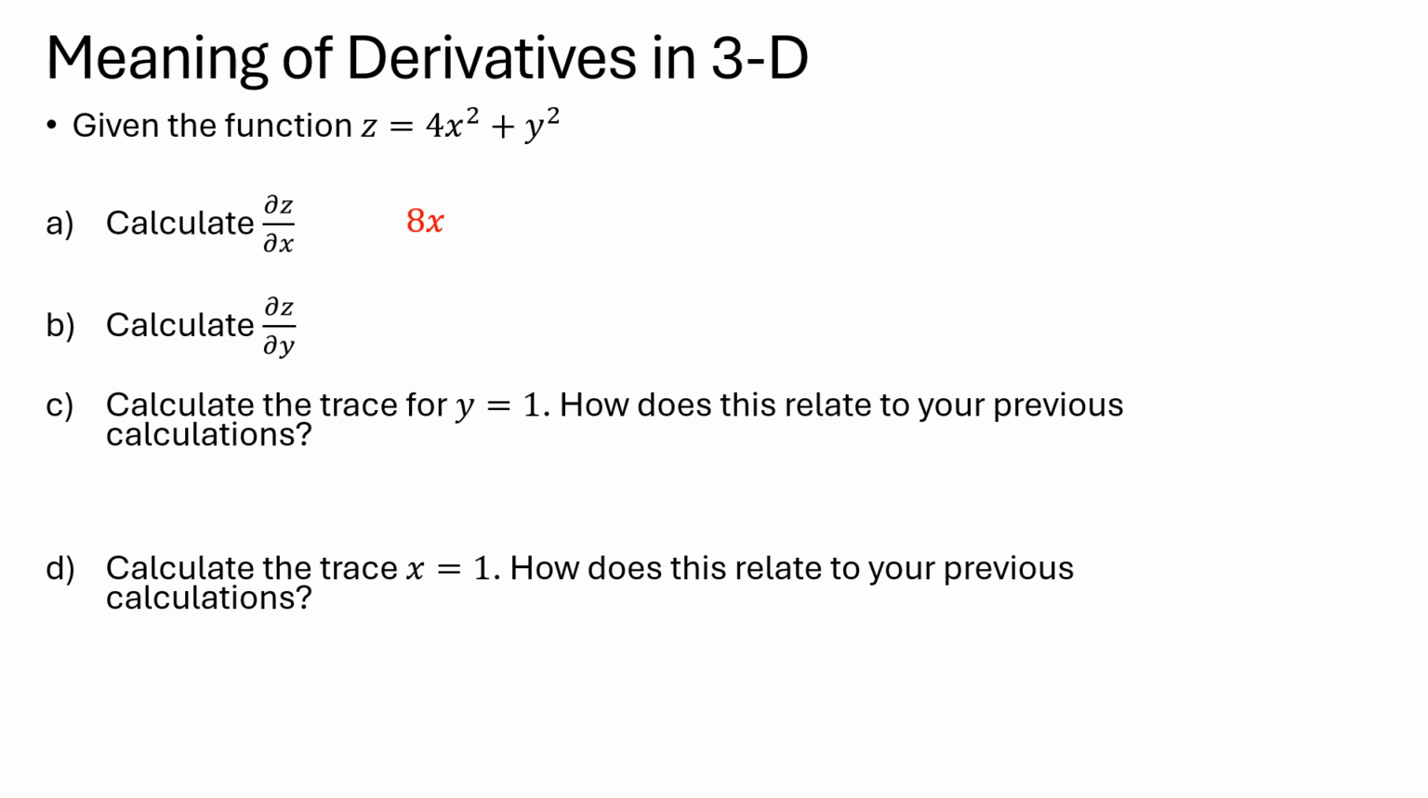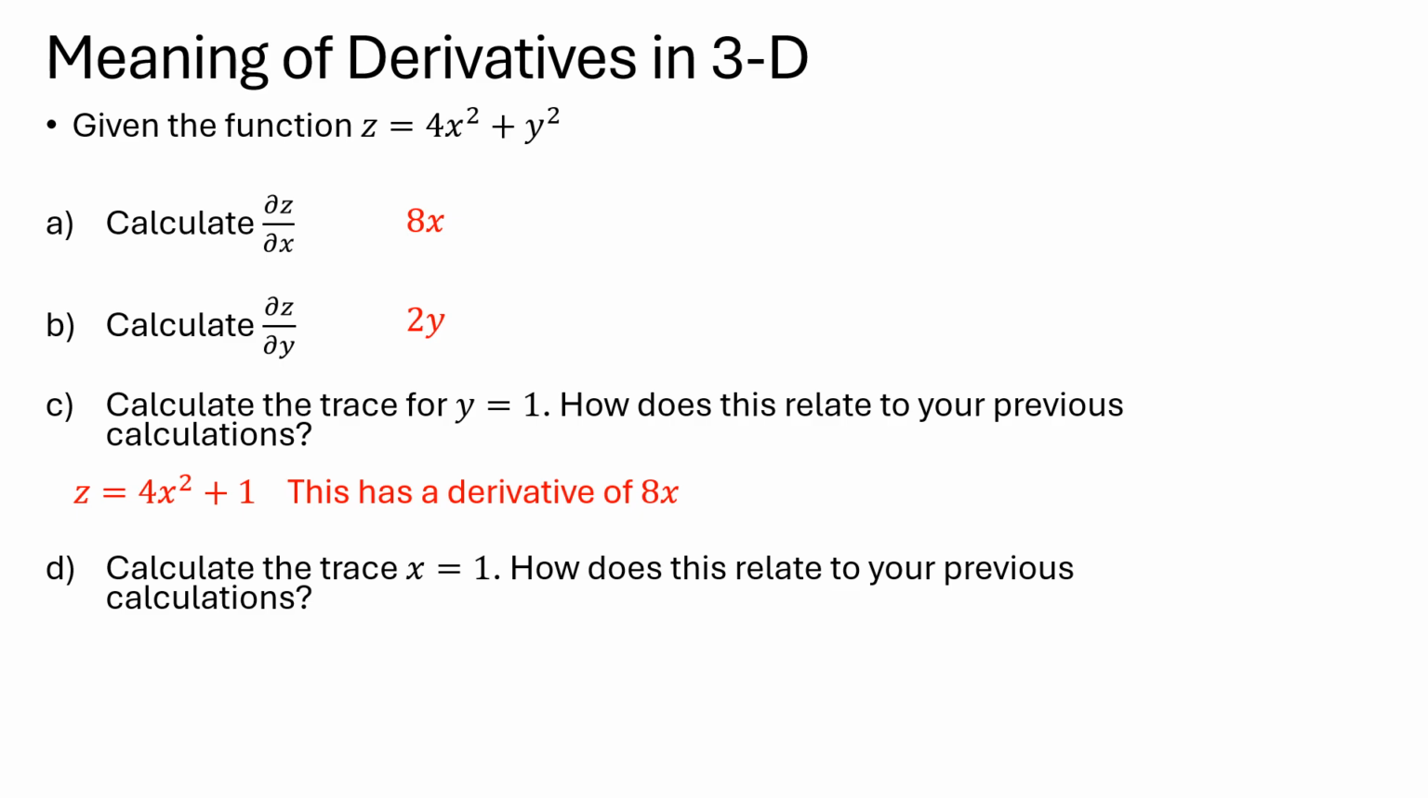Similarly, for the partial derivative with respect to y, we take the derivative of terms involving y, and any terms that do not include y become 0. So dz/dy becomes 2y. So for the trace for y equals 1, we get z equals 4x squared plus 1. And we know that the derivative of this is 8x, which relates to the partial derivative with respect to x.